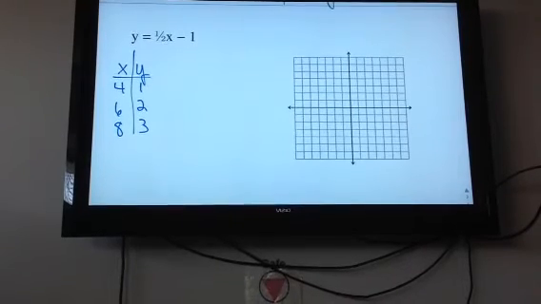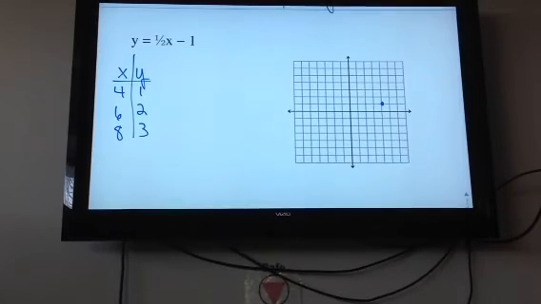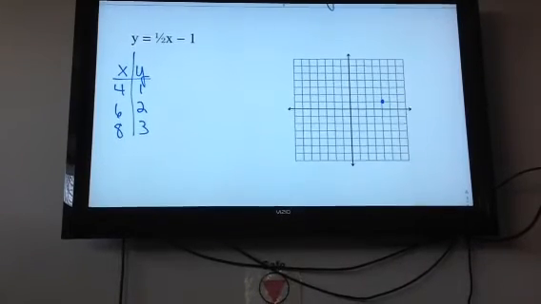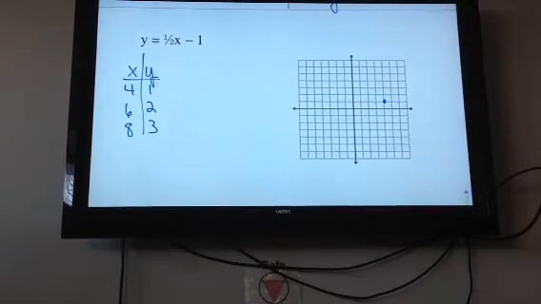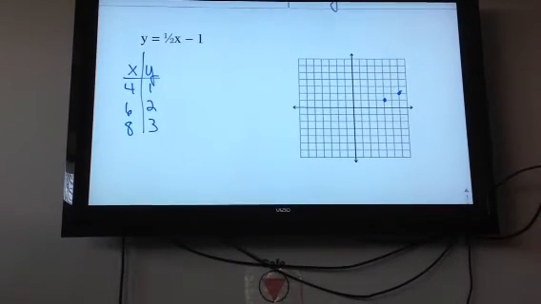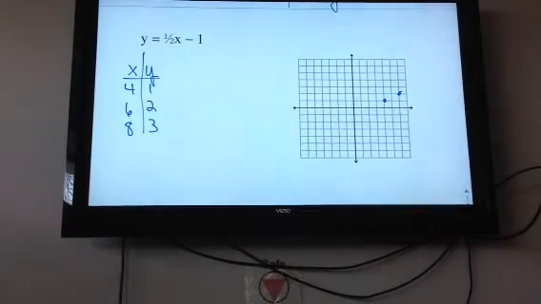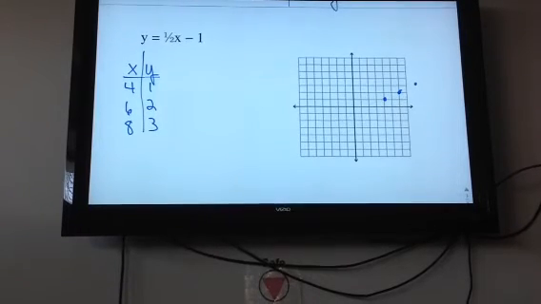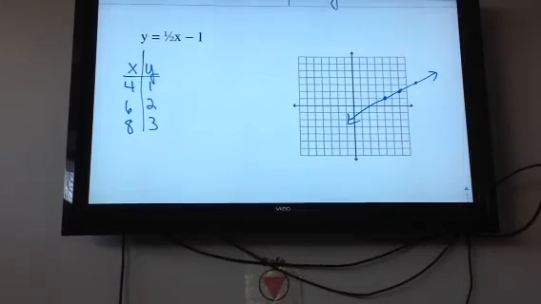So 4, 1. 6, 2. And I'm going to go off my graph paper, but that's okay. 8, 3. And I've got a line, so I'm pretty sure I'm correct.